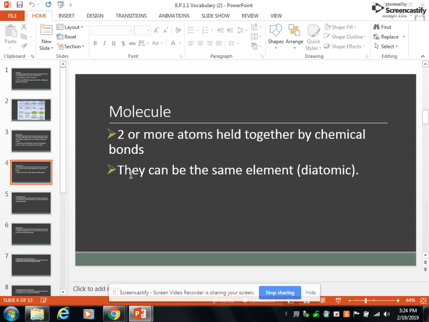Now, a molecule. A molecule is when we have two or more atoms that are held together by chemical bonds. For instance, if I had two oxygen atoms, because they're actually what we call diatomic, they travel in pairs. Nitrogen travels in pairs. Those are the gases that are in the atmosphere and the air. Well, they're molecules because they're two or more atoms.